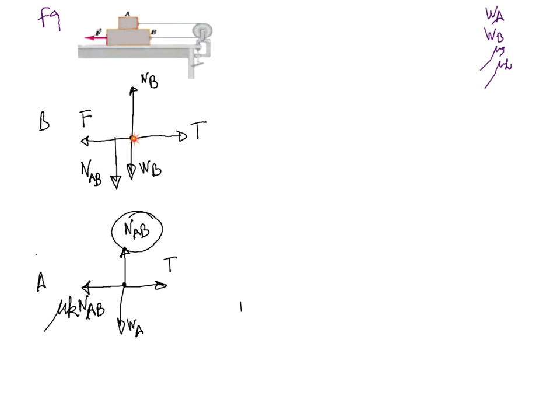Let's start with the easiest one. Are we talking about the friction between B and the table? Okay. So the friction between B and the table is indeed going right. How are we going to call it? Mu K times which N? NB or NAB? If we're dealing with the friction between B and the table.